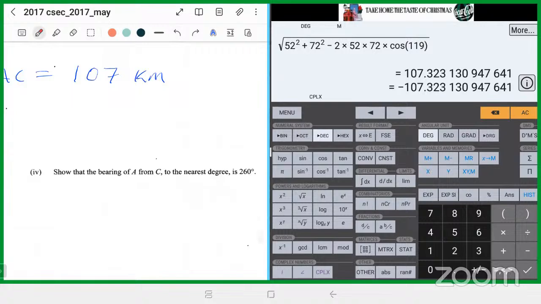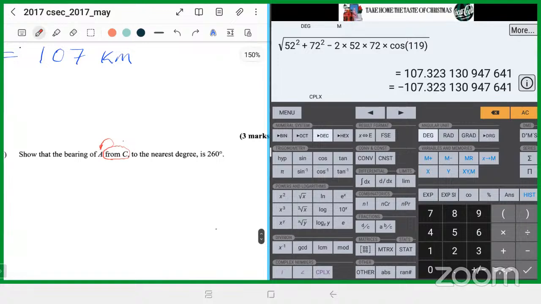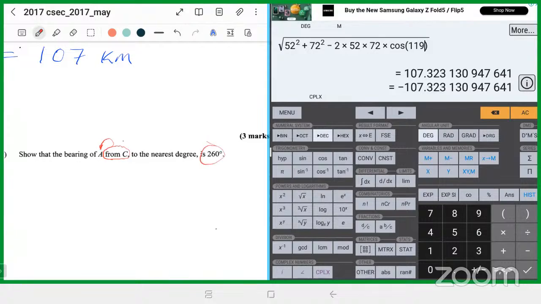And remember, you always make note of the from position. So you're doing the bearing at the from position. So it is from C to A we want. So you're going to measure the bearing at the C. Oh, this one wants us to show that it is 260 degrees to the nearest degree. I like this because I know the answer. So it's for us to calculate the bearing, and when we calculate it, it must be 260. All right, from C to A.